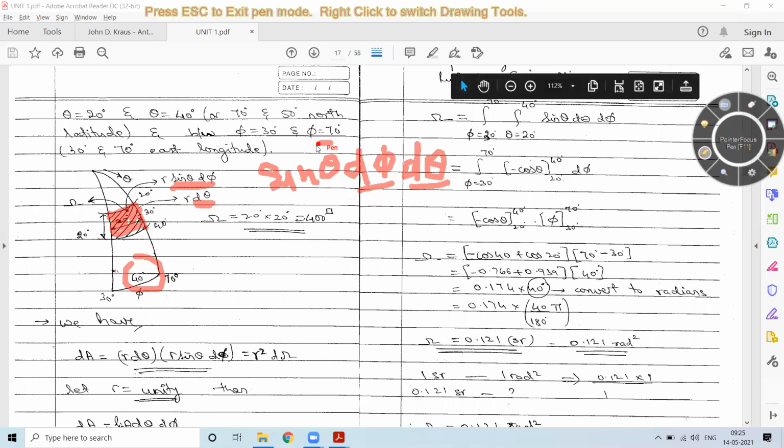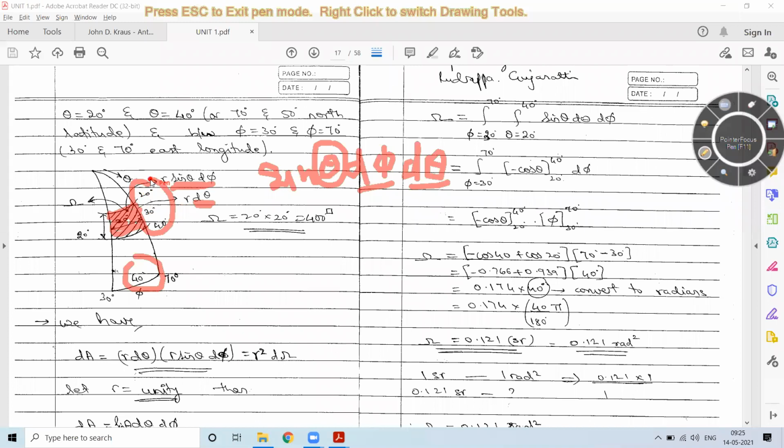Now what is the theta value over here? This theta value is obtained as the median value between these two. The median value of 40 and 20 degrees is 30 degrees. Therefore, this theta turns out to be 30 degrees. So when I substitute this theta value, sine 30 into what we had, 40 degrees and 20 degrees.